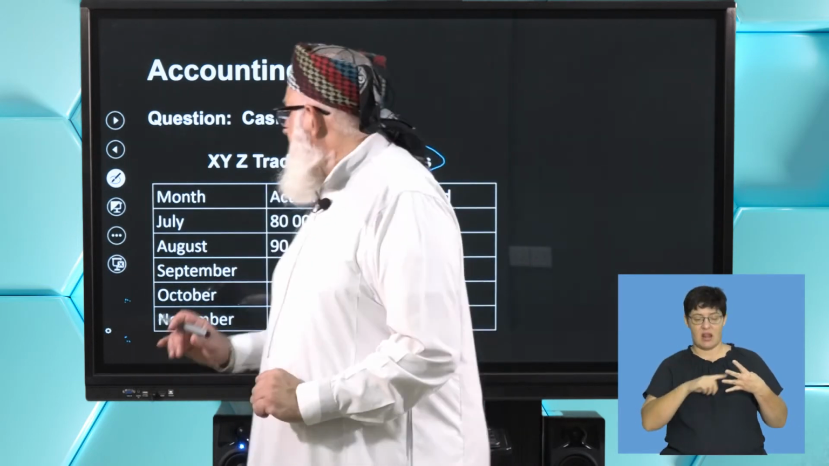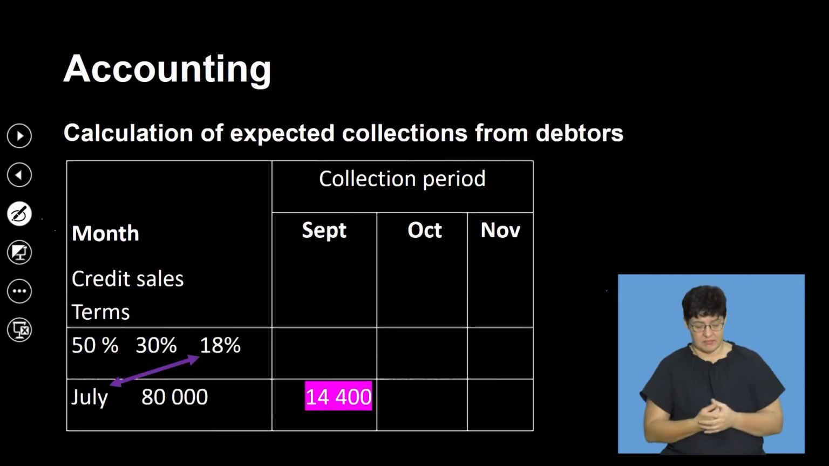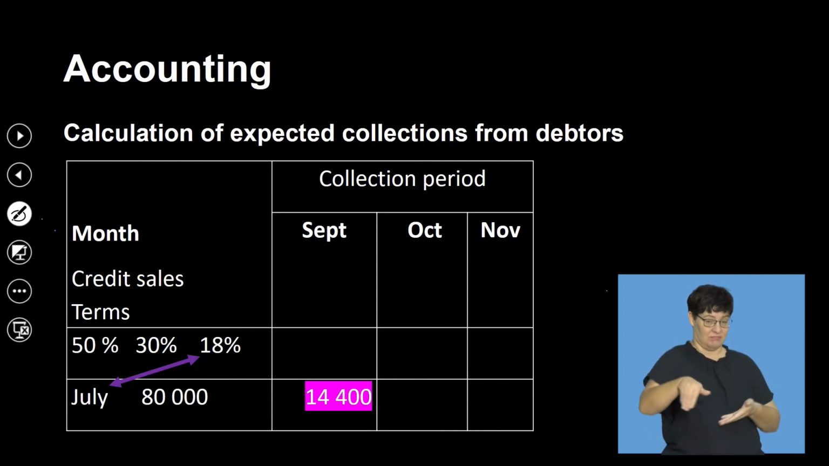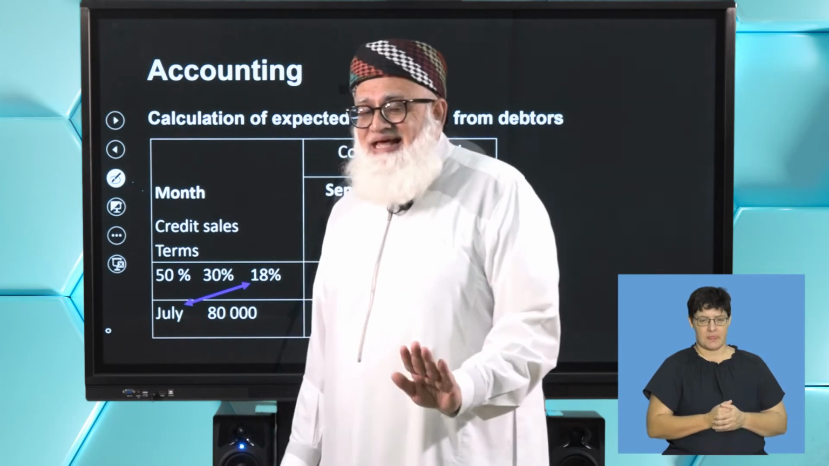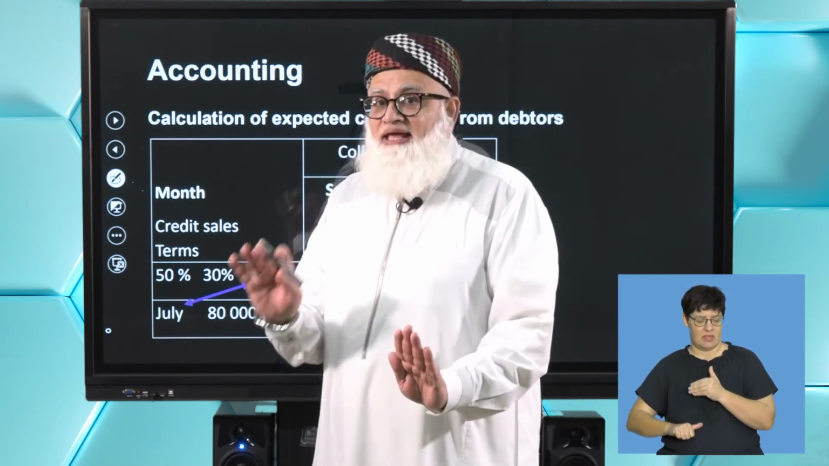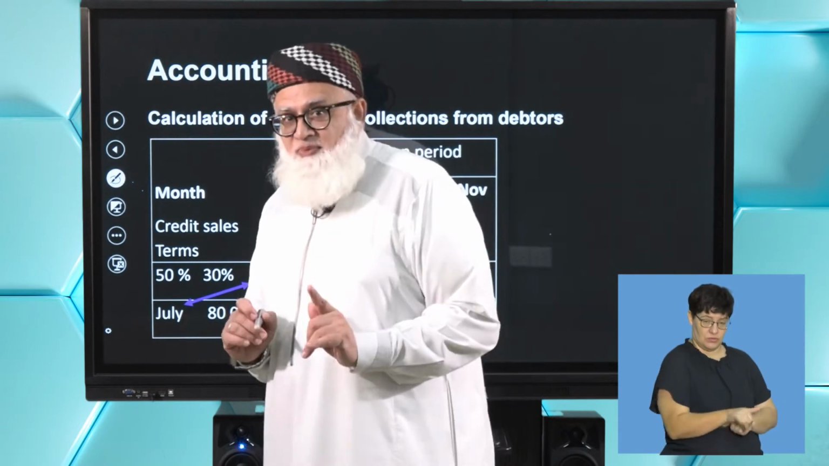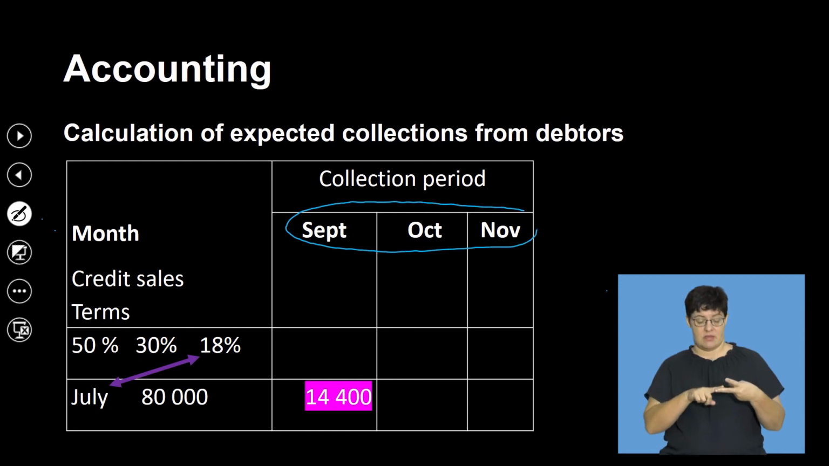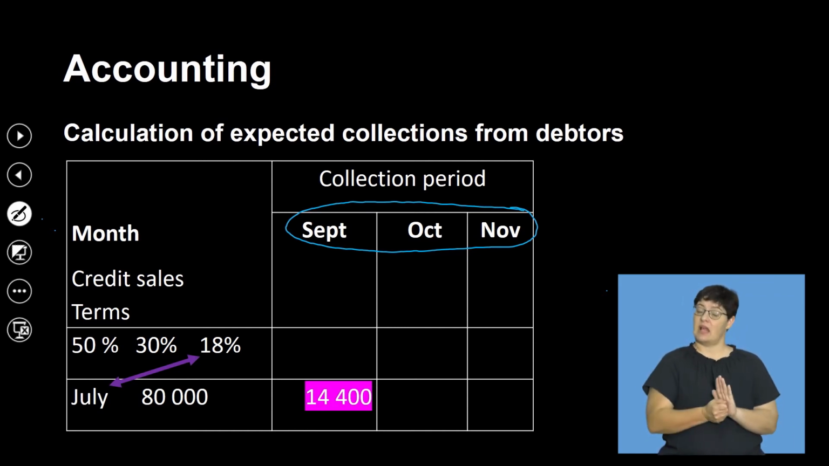Okay, now, immediately once we have that information, we can start doing our actual calculation for our debtors collection schedule. Let's start. Remember we said, look at the months that will impact on my budgeted period. So what is my budgeted period? My budgeted period is September, October, and November. That's my collection period, right? However, the credit sales is not limited to those months. Why? Let's explain again using a concrete example.